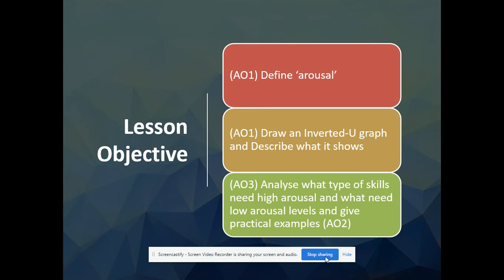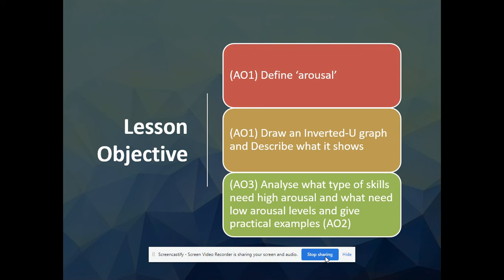So our lesson objective, we're going to be able to define arousal. We're going to be able to draw the inverted U graph and describe what it shows. We're going to be able to analyse what type of skills need high arousal and what need low arousal levels. And we're going to be able to give practical examples.